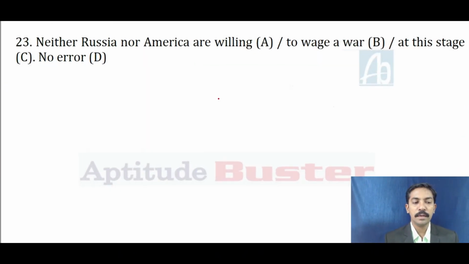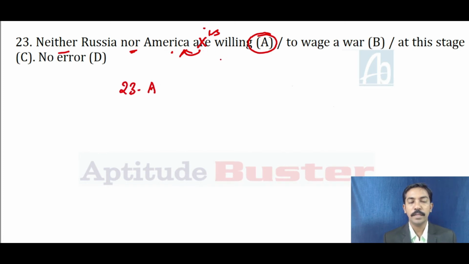Neither Russia nor America are willing to wage a war at this stage. Clear indication, the sentence has neither nor usage in it. You do know, or probably you would remember when I discussed the usage based errors, I said when you have neither nor constructions or either or constructions, the verb will agree with the immediate subject. This is what I told you. Here, America is singular, therefore the correction should be is. Question number 23, the error lies in segment A. Instead of are willing, it should be is willing.